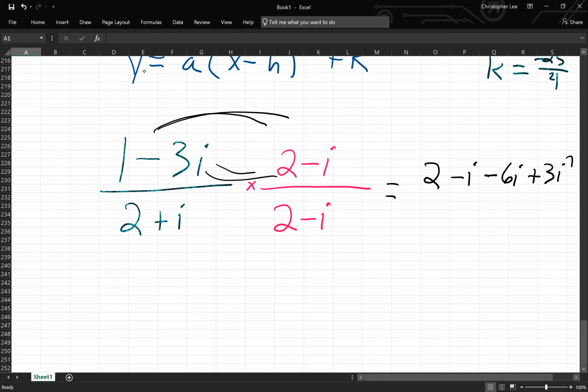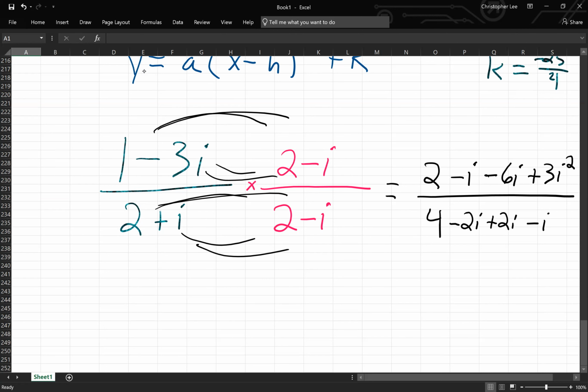That's just the top. For the bottom now, same thing. Distribute, combine like terms, all that good stuff. 2 times 2 is 4. 2 times negative i is negative 2i. i times 2 is positive 2i. And then i times negative i is going to be negative i squared.